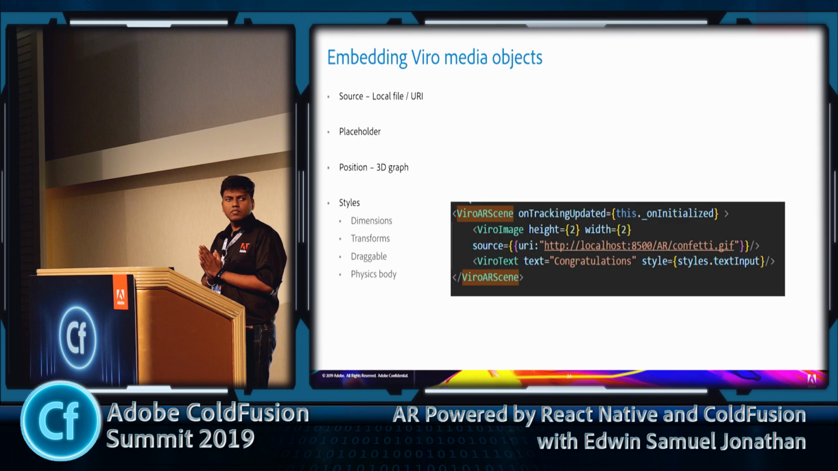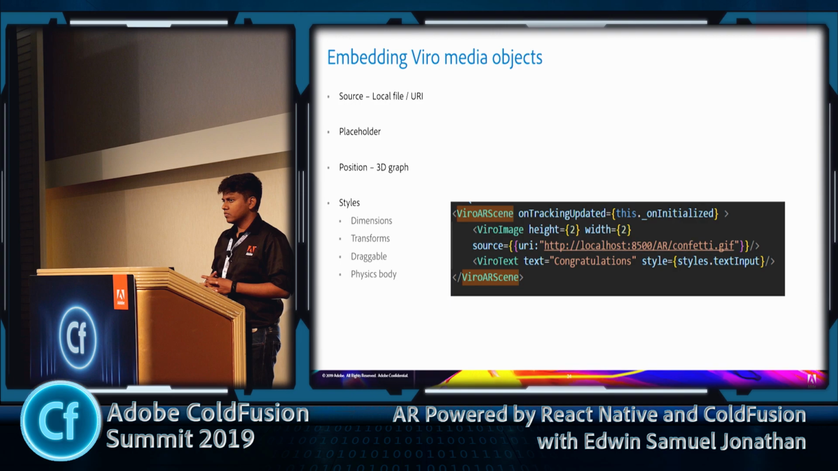You can use transforms. You can actually rotate your objects along the X, Y, or Z axis. Then you can also make it draggable so that you can drag it with respect to the real world. And also, like we saw in the demo, you can attach physics to it. You can specify mass and other properties for it.